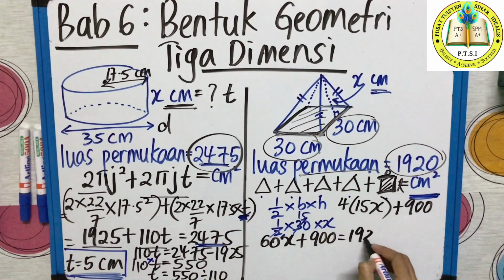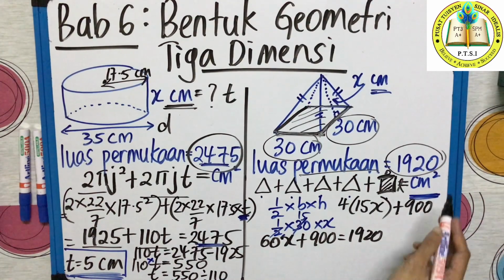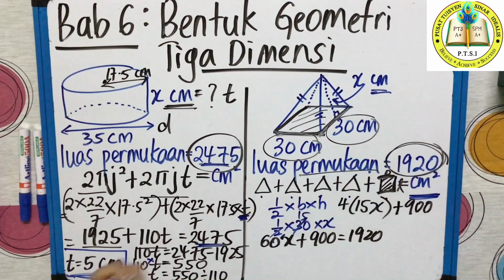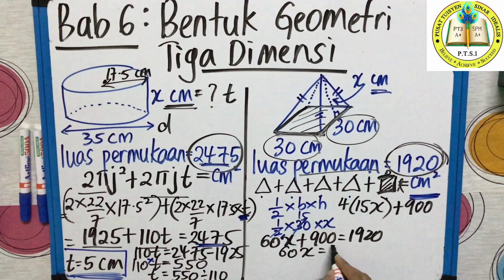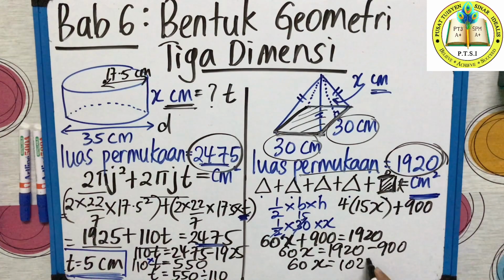equal 1920. So 60x tambah 900 equal 1920 sudah pun diberi. They already give you that. So 60x, teacher leave it here. 1920 plus 900 go there, minus 900. So 60x equal 1920 minus 900, you get 1020. So kalau nak cari x, apa cikgu bagi tahu tadi, 60x is 60 kali x.